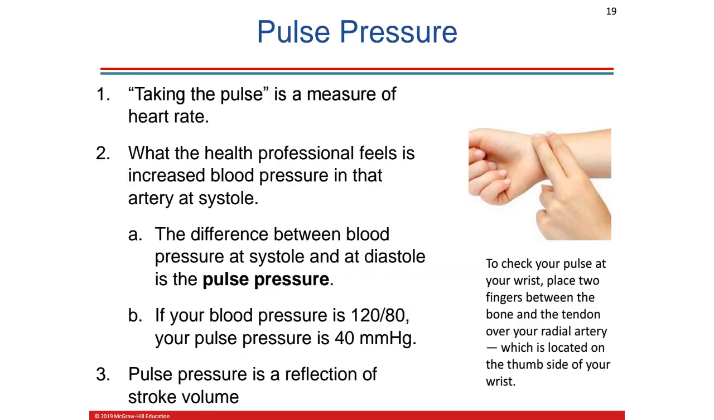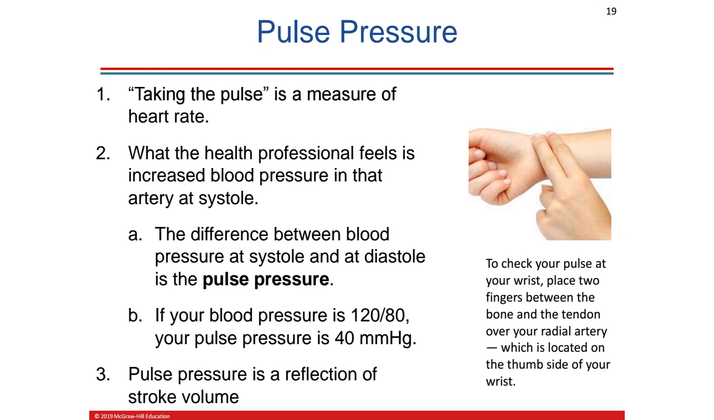Another thing that's measured routinely is the resting heart rate. This is referred to as taking the pulse when you measure this heart rate. The way this is done, you could do it at the wrist. You would place 2 fingers between the bone and tendon over the radial artery, the artery that's closer to the thumb. If you do that, you can feel right away the pulse pressure there.